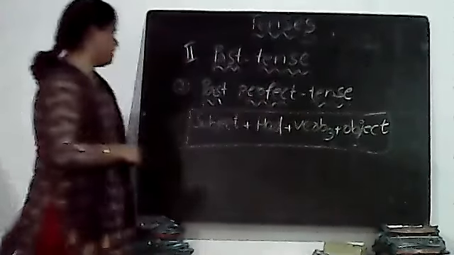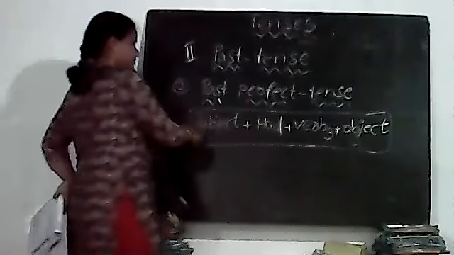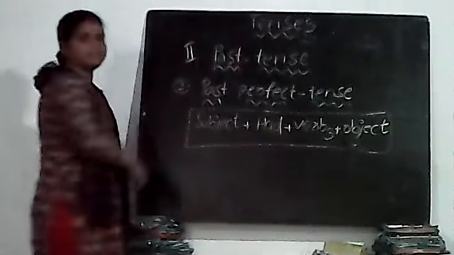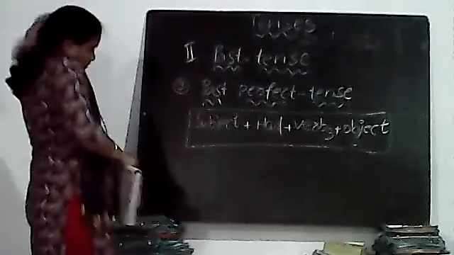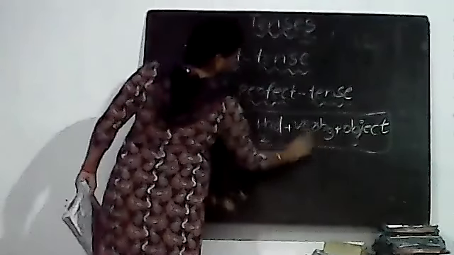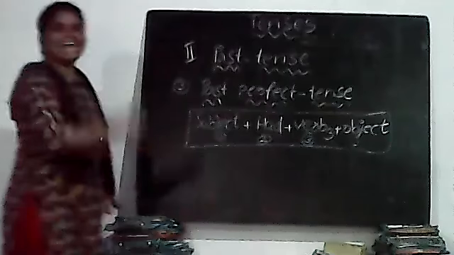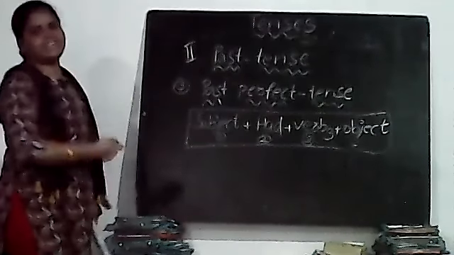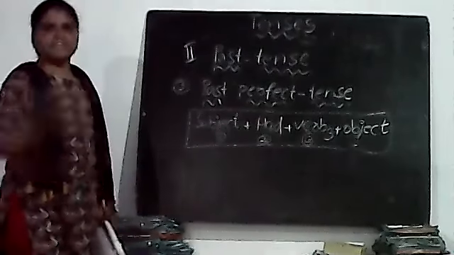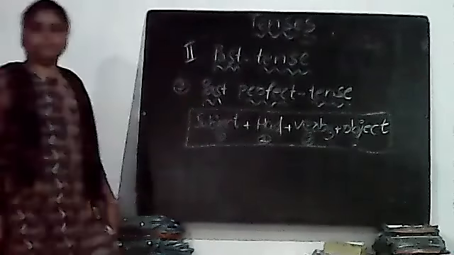So subject plus had plus verb 3. Subject plus had plus verb 3 plus object. So this is the structure, and we divide it into parts again: first part, second part, third part. It is very easy to analyze, and we can understand the example and form more examples. That's why I divide it into parts.